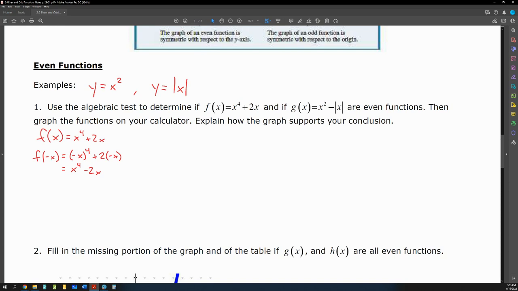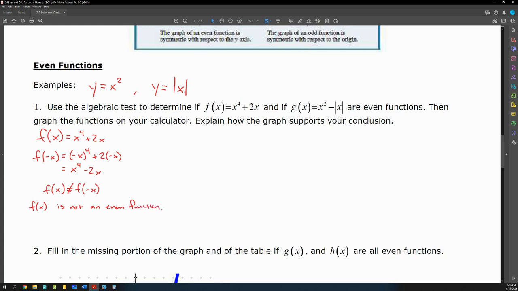So now we have to ask ourselves, does f of x equal f of negative x? And the answer is no, it does not equal. Okay, so we have x to the fourth plus 2x, and we have x to the fourth minus 2x. So these are not equal. Therefore, the original function f of x is not an even function.